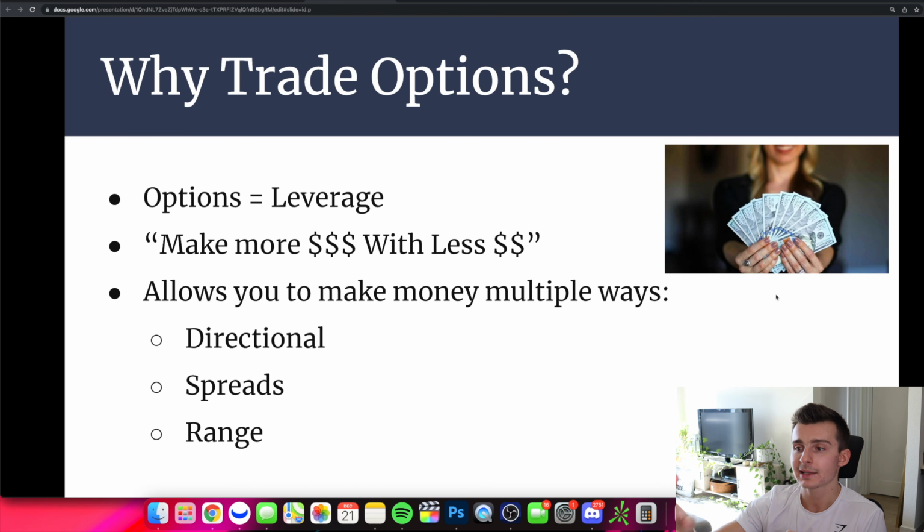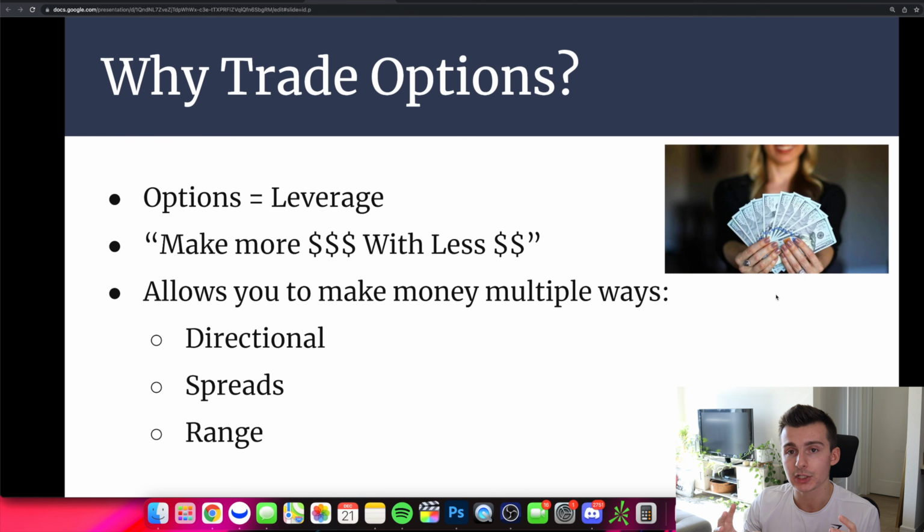You're also able to utilize options to make money a lot of different ways instead of just playing directional bets. One of the most common ways is a directional bet. Means, okay, I'm going to buy a call, I think the stock's going to go up. I'm going to buy a put, I think the stock's going to go down. Straightforward, right? But there's also things like spreads, and there's different other types of option strategies, which we'll cover some of them here in this video.